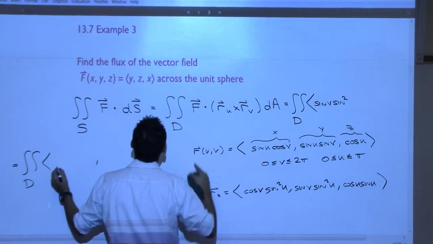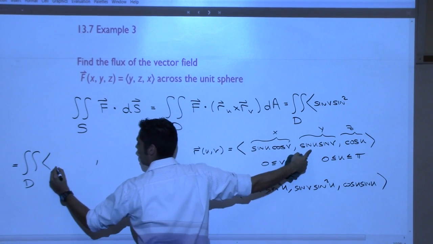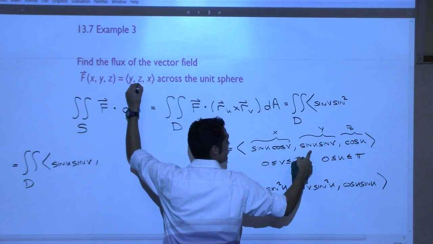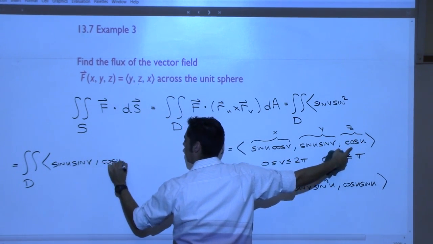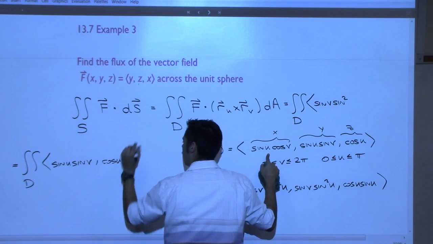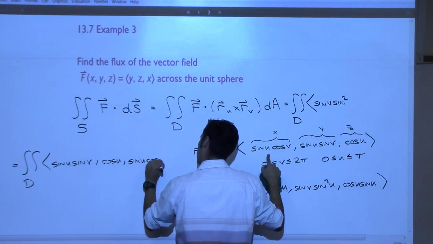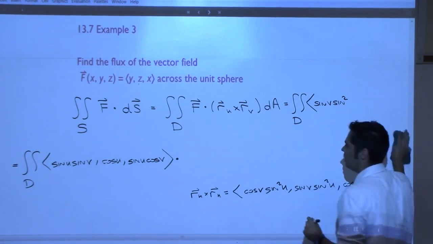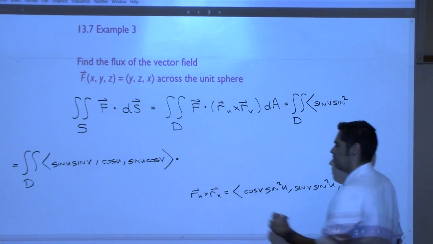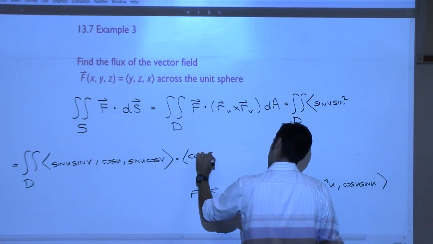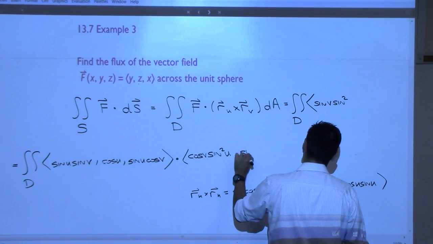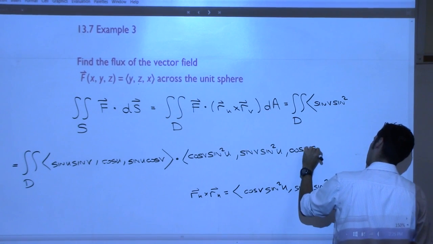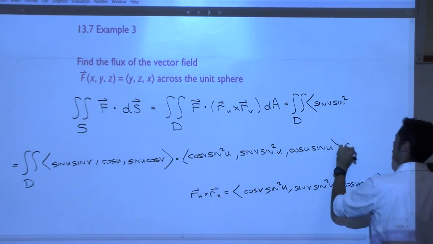What is this first component? Y, right? Which is sine u sine v. Then z. What's z? Cosine u. Then x. Sine u cosine v. I want to dot that with, I don't ever want to see that again. Goodbye. This right here. So cosine v sine squared u, sine v sine squared u, and cosine u sine u, if that's correct, dA.